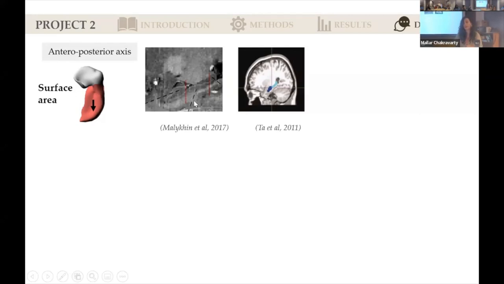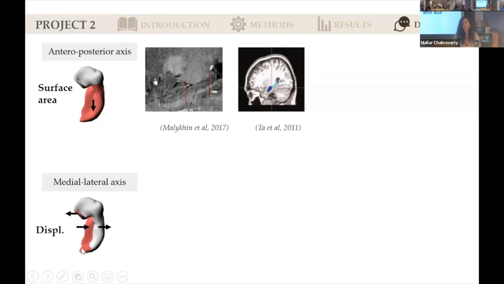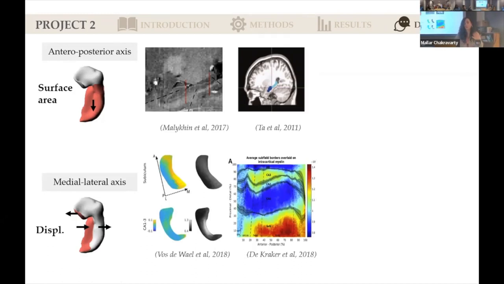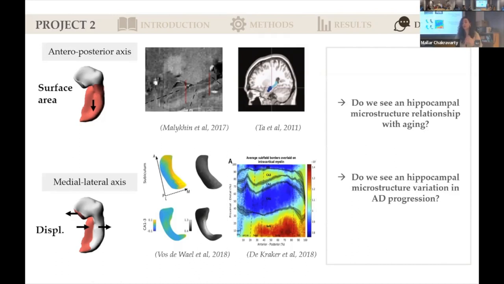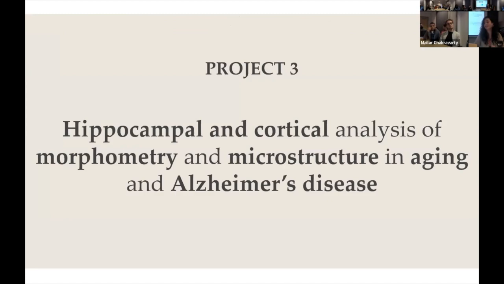And we also obtain this medial to lateral axis regarding the displacement, with mostly the inward displacement in this region of the hippocampus, which if we look at subfield-wise corresponds to the subiculum region. And the subiculum is known to be the most myelinated region of the hippocampus in healthy controls. So the next question was to wonder, do we see a hippocampal microstructure change in aging? And also the same question, do we see a microstructure change in Alzheimer's disease progression that could explain these shape changes? So if there are any questions about this project, yeah.